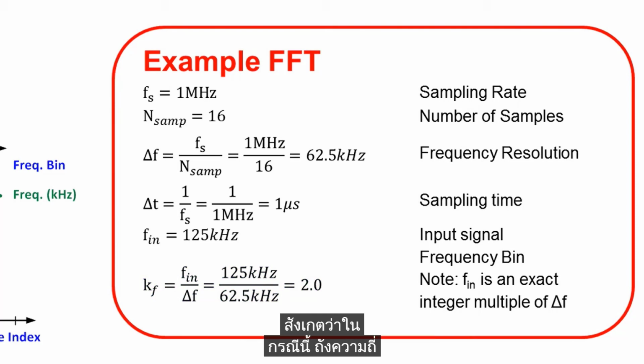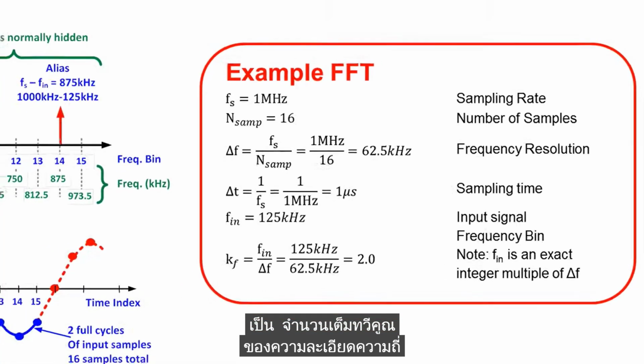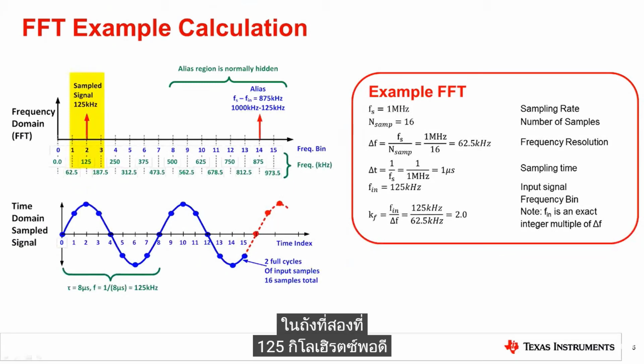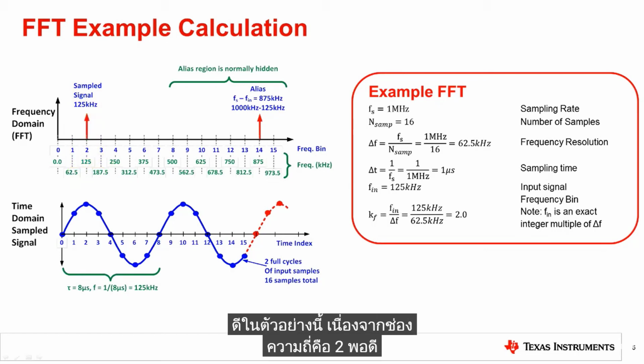Notice that in this case, the frequency bin is an integer because the input frequency is an exact integer multiple of the frequency resolution. So the sampled signal generates a frequency component in the second bin at exactly 125 kHz. The math for the translation works out nicely in this example, as the frequency bin is exactly 2.